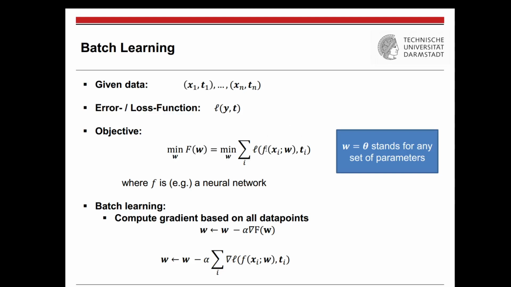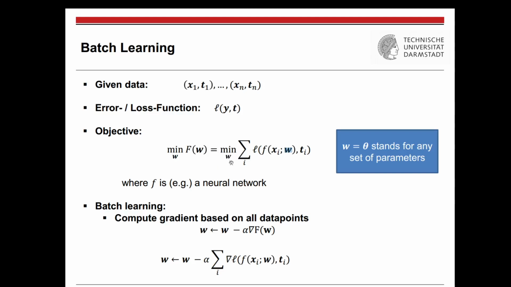What is our network prediction, or how does that look? Well, it takes the input xi, and it takes its parameterization w, right? So this is the network prediction. And from this network prediction, compared to the true label, we get a loss, and we sum up over all of the losses. And now we want to minimize that over all possible parameterizations of the network.